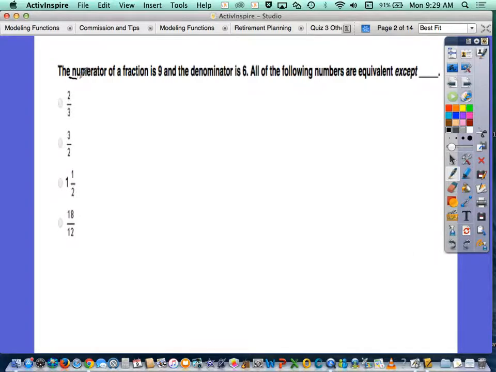The numerator of a fraction is 9, the denominator is 6. If you still struggle with knowing which is the numerator and which is the denominator, denominator starts with D, down. Put the denominator down, so the numerator has to go up. You guys make that connection? D, denominator, down. Okay? Well, none of these are 9/6, so we're going to simplify.